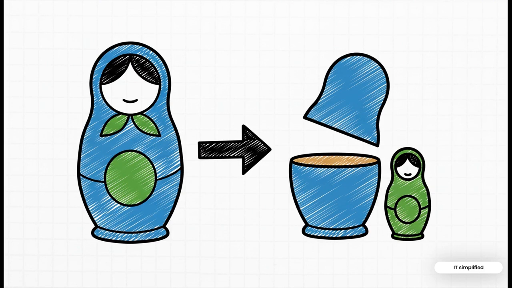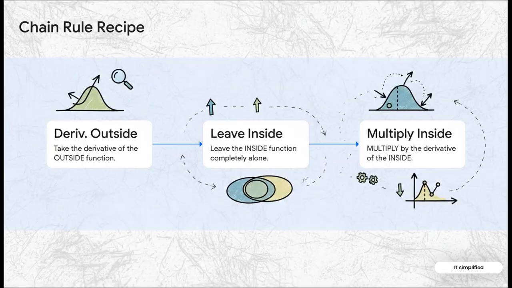And the absolute best way to picture what's happening here is with one of those Russian nesting dolls. You know, you've got the big outer doll, that's our outside function, and when you open it up, there's a smaller doll inside. That's our inside function. The chain rule is just our method for dealing with this kind of structure. And here's the recipe, broken down into 3 easy steps.